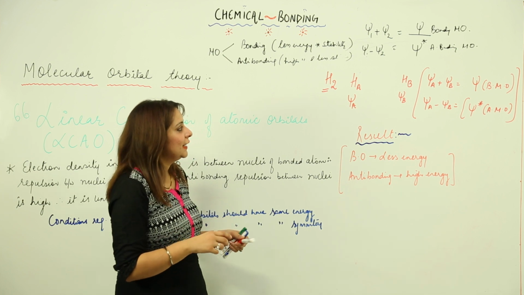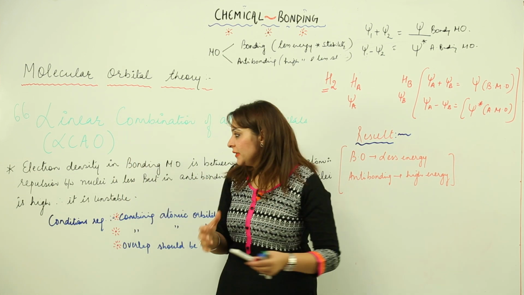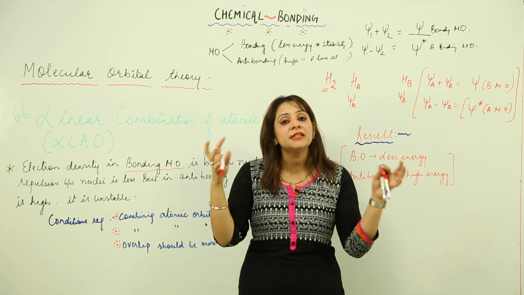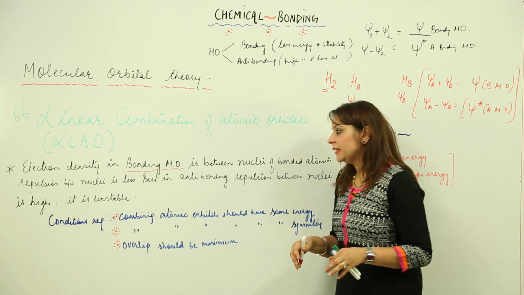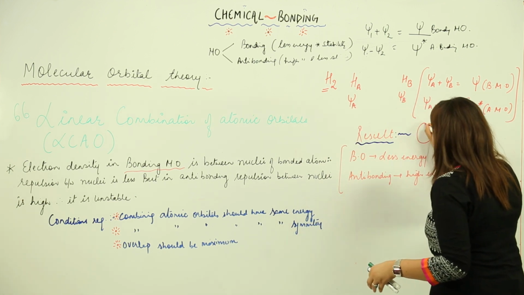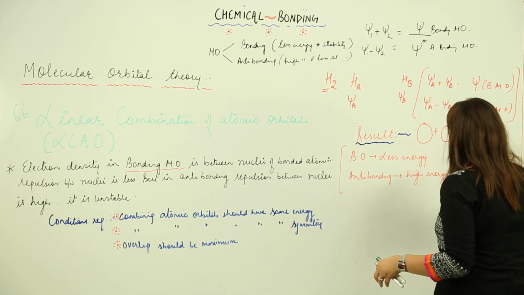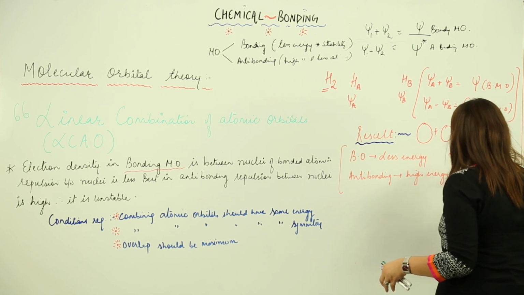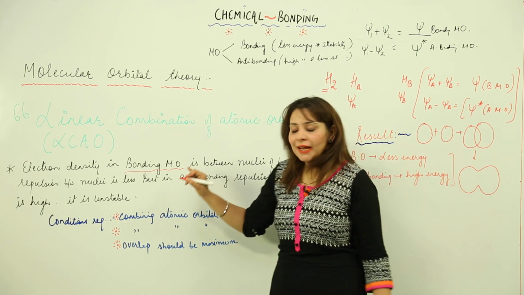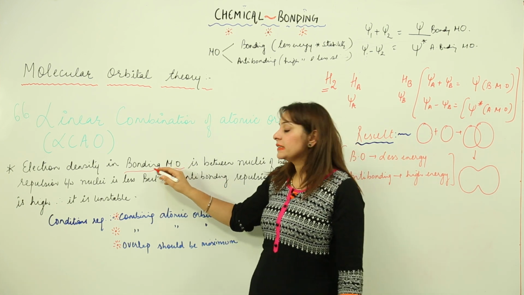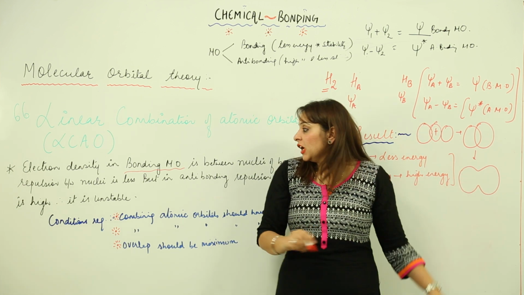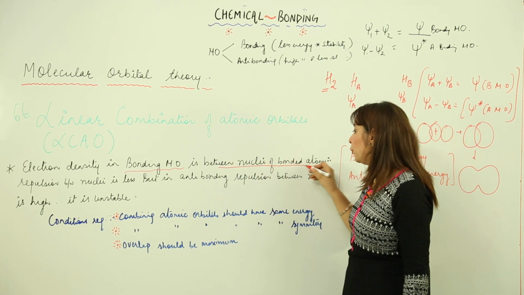And we need to know what happens actually in the bonding molecular orbital, when the wave functions are just adding up, right. So here I will draw an example, suppose this, and here I am going to add up, and as a result I get this kind of structure. So now it says that the electron density in the bonding molecular orbital, so this is my bonding because I have added up, right, is between the nuclei of bonded atoms.